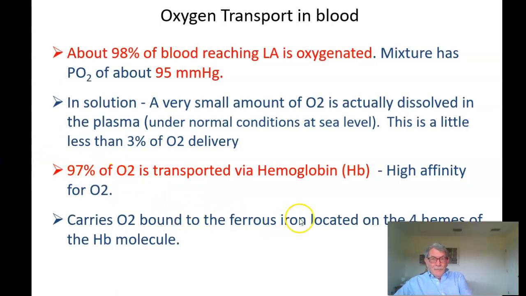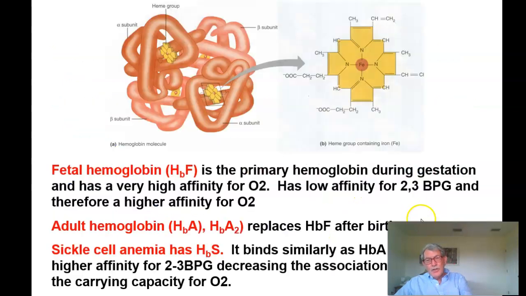You have ferrous iron located in 4 locations on each hemoglobin molecule. These are the hemes. The hemes are reddish. It gives you your red appearance because of the iron. And so it's the iron that is binding the oxygen within the hemes of the hemoglobin. Here are the hemes, 1, 2, 3, 4. And they have the iron in the center.